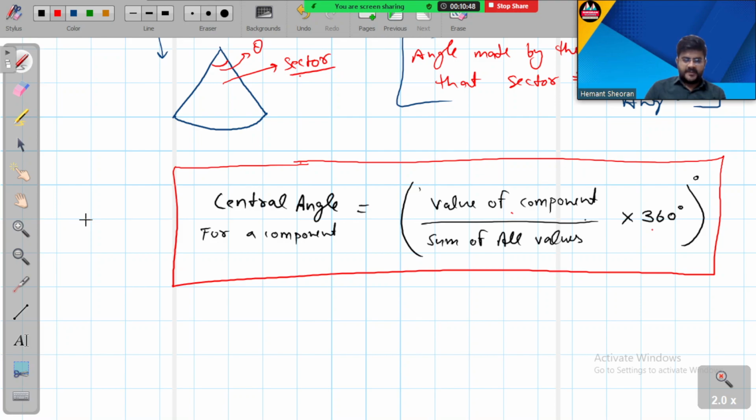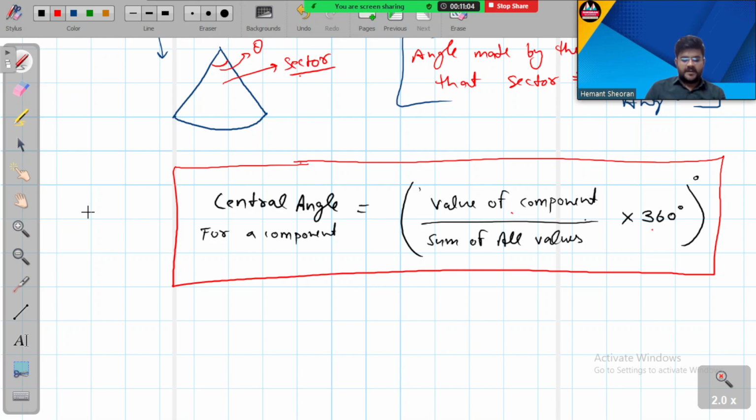We first use a compass and then draw a circle. Draw a circle of any convenient radius that you want. There is no restriction on the radius. Then we use a protractor.